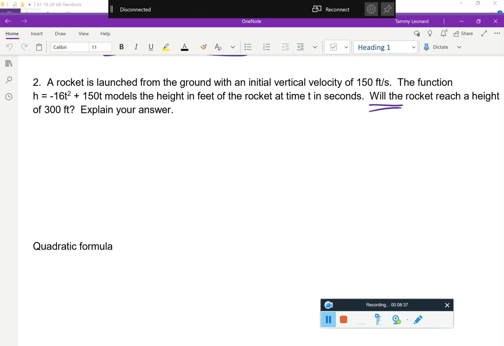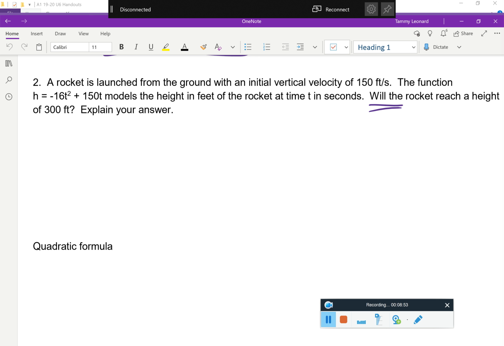We would have to know a t value. This just says, will it ever get that high? Does that make sense? So when the question isn't when will, the question is just, I don't know, will it happen? That's just a discriminant problem. It's less work. Everybody good so far?